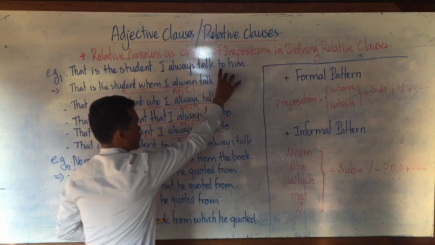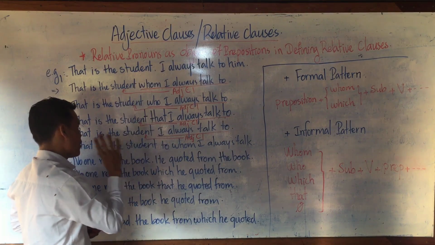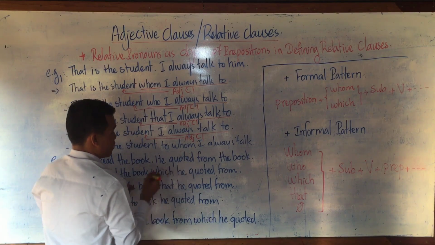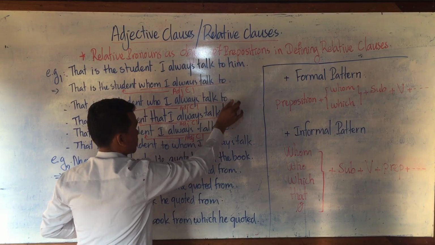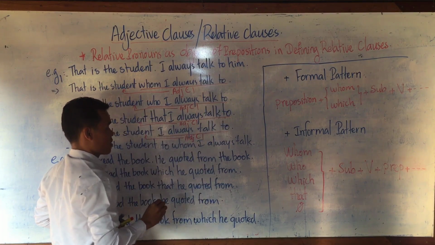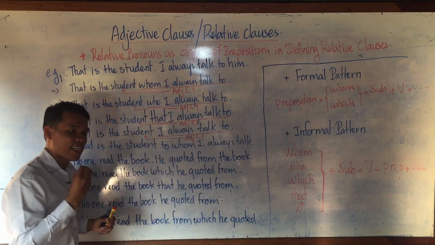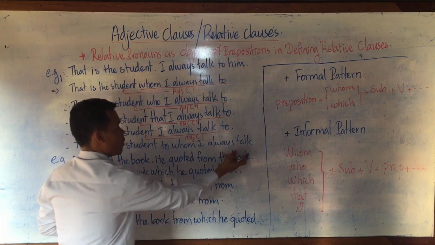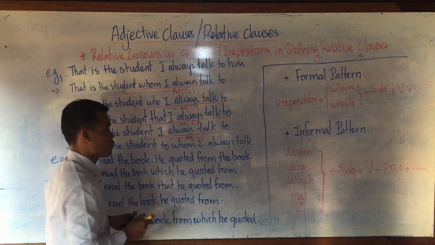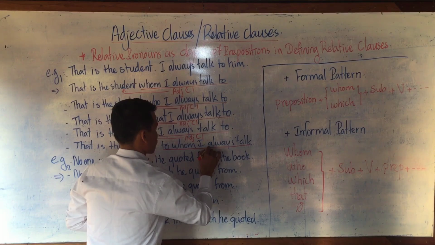So you can see to comes at the end of each clause. Not only for this sentence, but we can write one more sentence. That is the student to whom I. So you can see in the first, second, and third, the preposition comes at the end of each clause or each sentence. That's why in order to write it in a formal way, we have to place the preposition in front of the relative pronoun. So we can have this adjective clause as well.